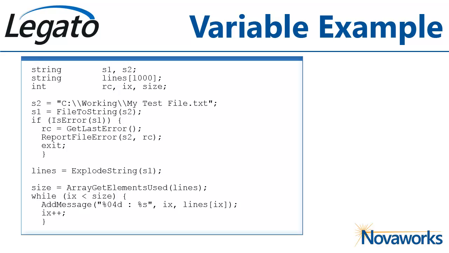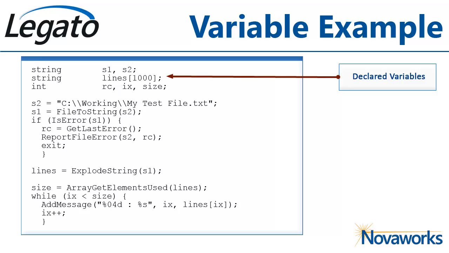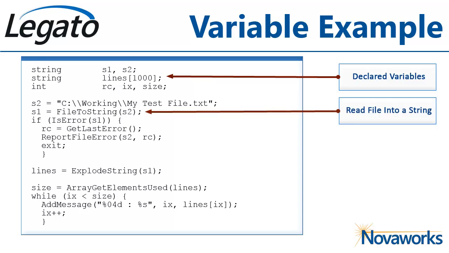Let's look at a little more complex example with declared variables, loading a file, and we'll dump that out then into the information view of GoFiler. So we have a real short script here. We'll start with the declared variables, and you'll notice we have our strings S1, S2, another string that actually introduces an array of up to 1,000 items, and then integers, those are 32-bit integers, for return code, an index, and then a size. What we're going to do is read the entire contents of a file, here marked by S2, into a string.